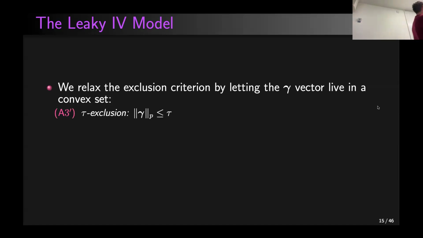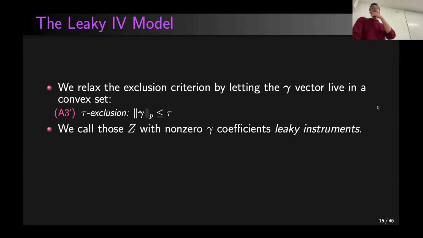So what does that look like? It just means we're putting an upper bound on the LP norm of gamma. I'm going to focus really on L2 norms because I think that's probably the case we mostly care about. But there's no reason in general that P can't be other values. We consider cases where it's 1 or infinity or whatever. So those Z's with non-zero gamma coefficients, we're going to call those leaky instruments. And it's leaky because it's leaking information directly to our outcome, not through the X pathway, but directly. That's what we mean when we call something a leaky instrument.